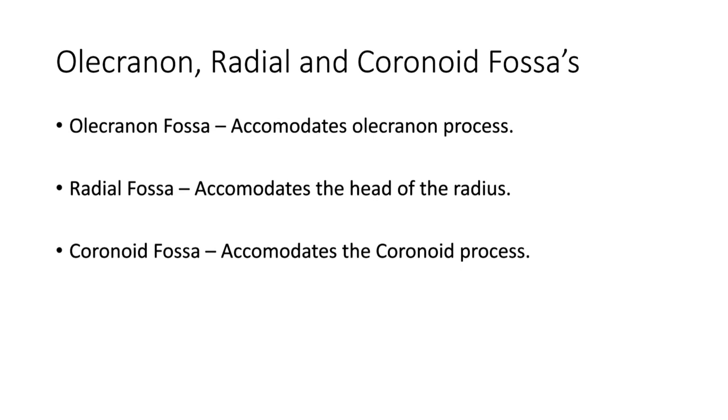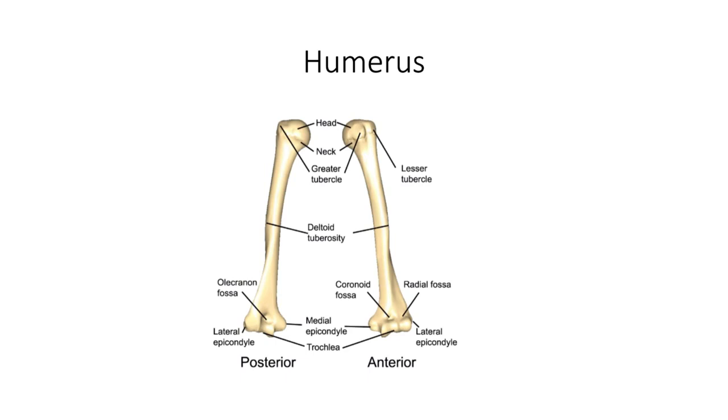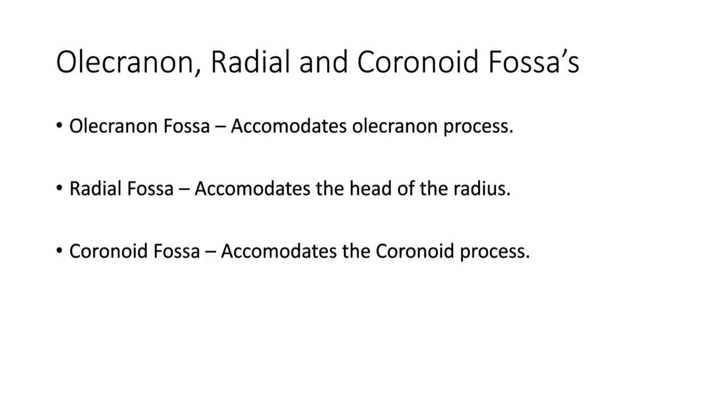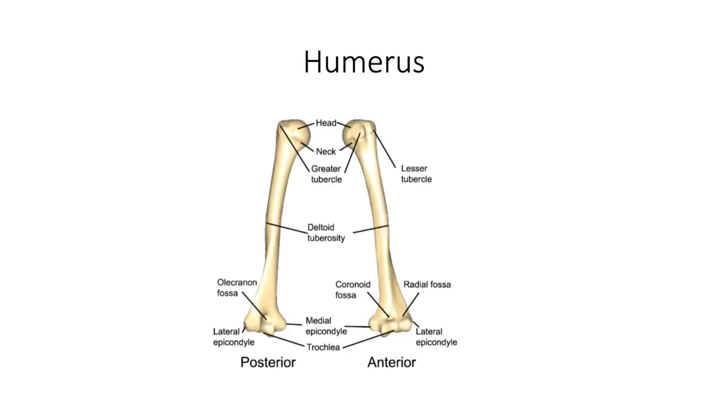There are three fossae: the olecranon, radial, and coronoid fossa, and this is towards the distal end of the humerus. The olecranon fossa accommodates the olecranon process of the ulna. The radial fossa accommodates the head of the radius, and the coronoid fossa accommodates the coronoid process of the ulna.